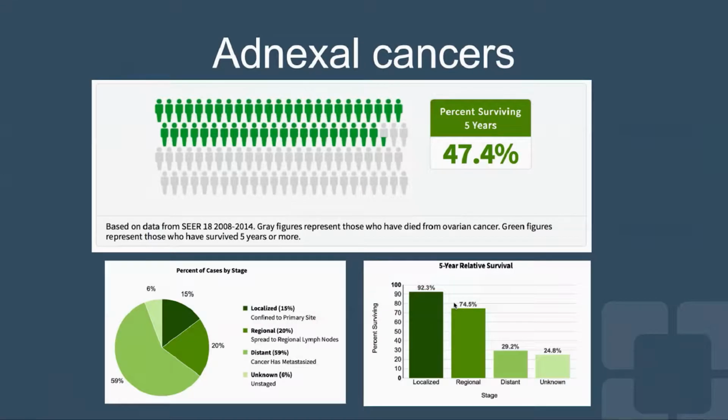Now, the percent surviving adnexal cancers is less, 47% at 5 years, and this typically has to do with the fact that if you look at the bottom left hand, we typically find distant metastases in about 60% of patients on initial presentation, and so that's the explanation for the decreasing survival at 5 years.